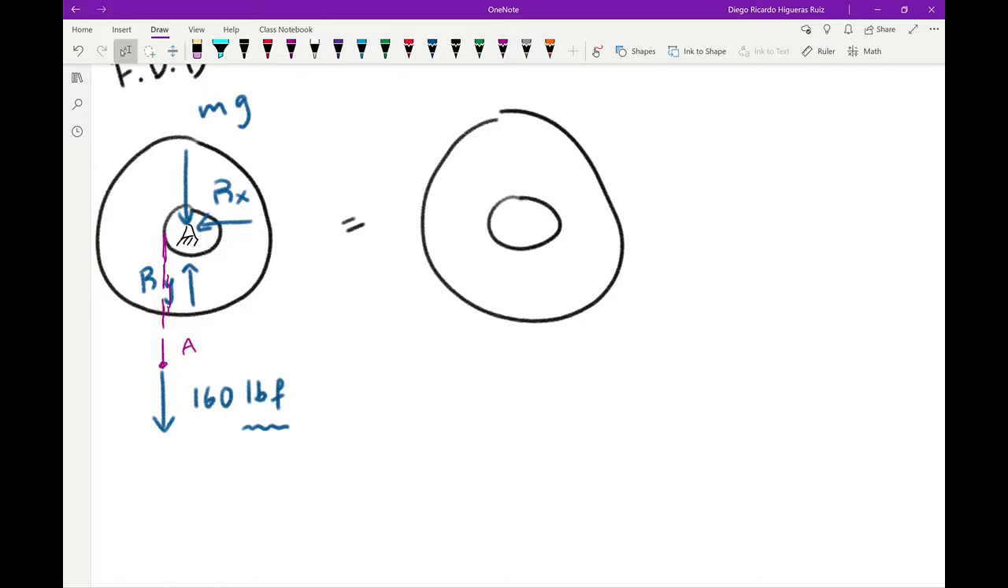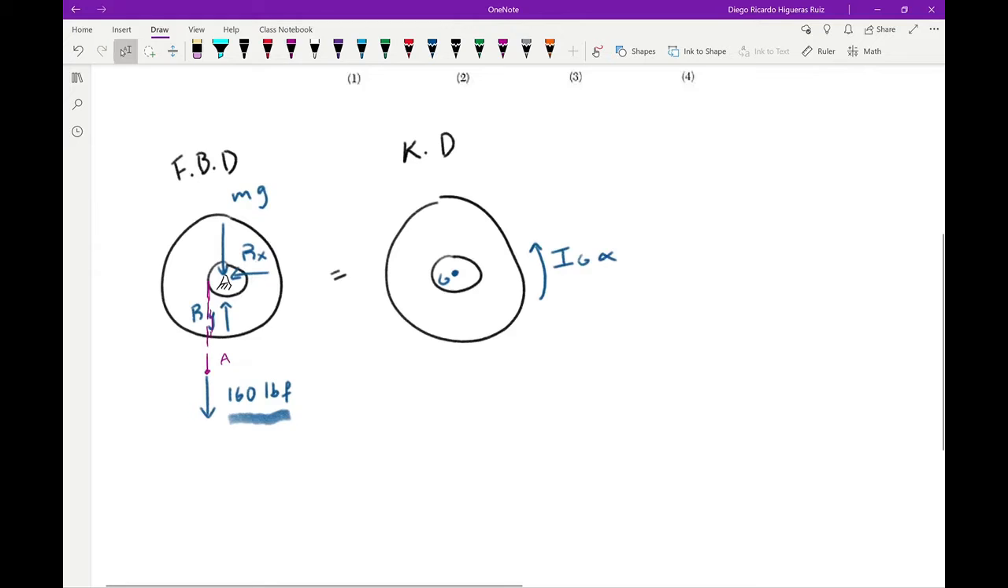Next, my kinetic diagram is basically going to be this thing. It will rotate this way, because this force is going to make it rotate in that direction, and that rotation is given by the mass moment of inertia with respect to the center point that I'm going to call G. So I_G times alpha, where G stands for the center of gravity. This part is very important.